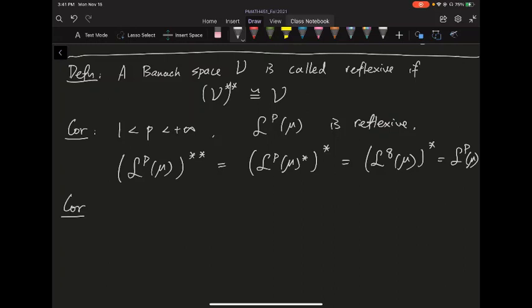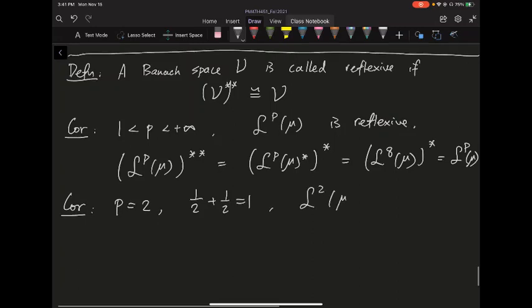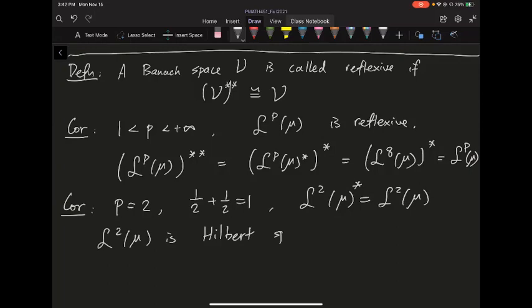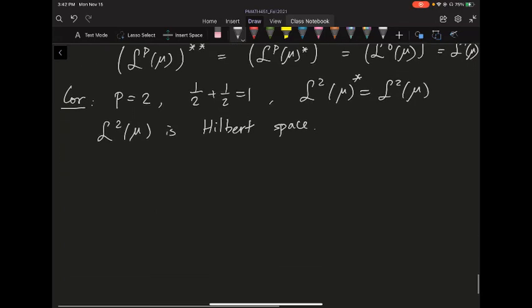Another quick corollary that is fairly interesting is that when P is equal to 2, then you have 1/2 plus 1/2 equal to 1. So the L^2 space is the dual of itself. The dual space of L^2 is again just L^2. This is not surprising because L^2(μ) is actually a Hilbert space. It's an inner product space. If you go to functional analysis, you probably learn that the dual space of any Hilbert space is itself, isometrically isomorphic to itself.